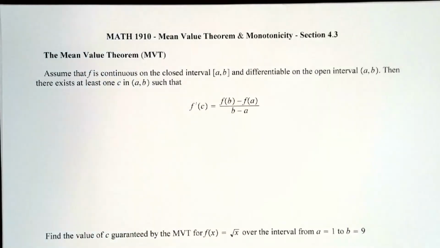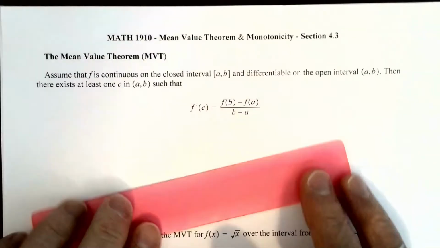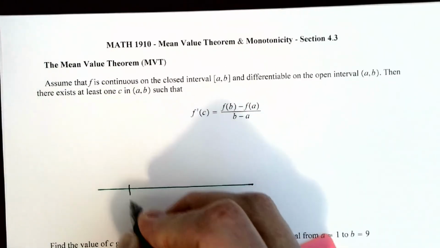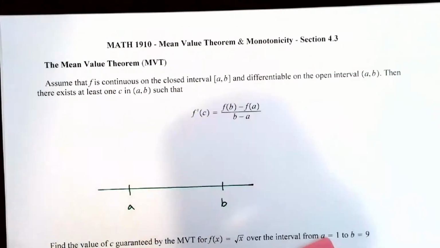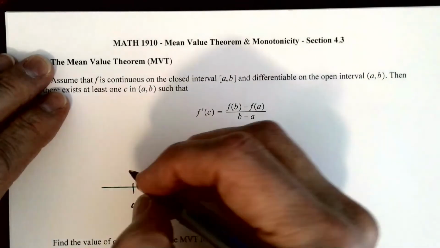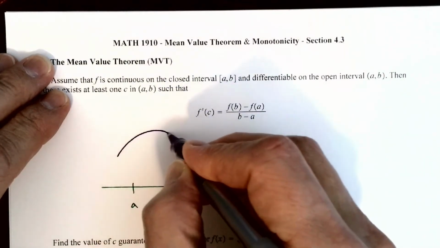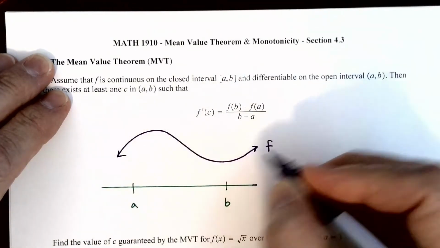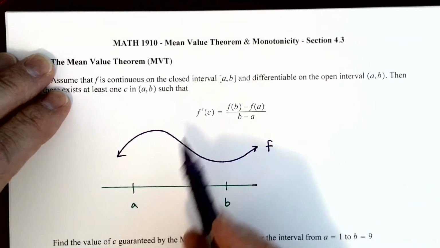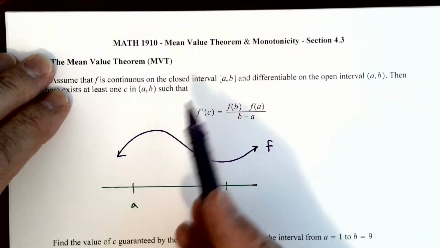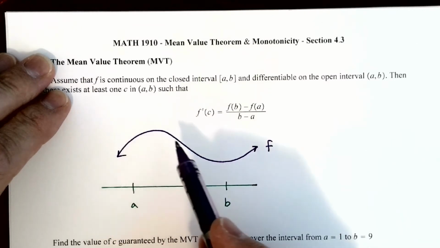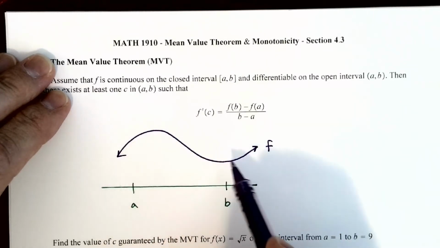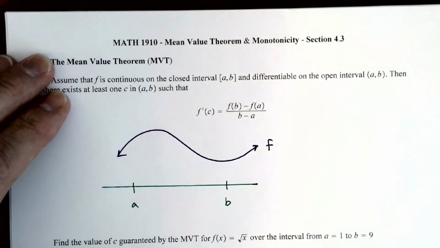So let's take a little look at this graphically. We're going to talk about the interval from a to b, and let's sketch a possible function here. Let me just say this is my function f, which is continuous and smooth, or differentiable, as indicated here. There are no holes, gaps, jumps, breaks, or discontinuities of any kind, and it's differentiable everywhere. It's smooth and continuous, no vertical tangent lines, etc.